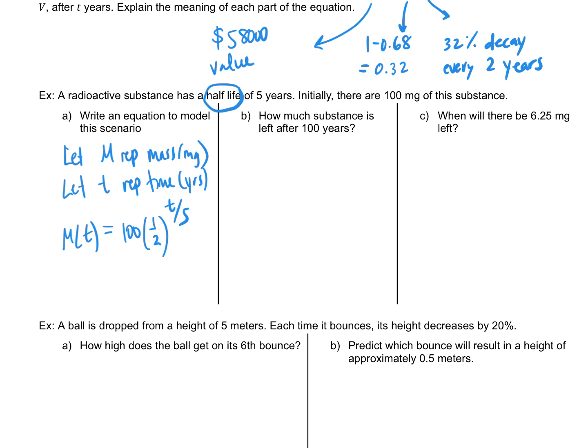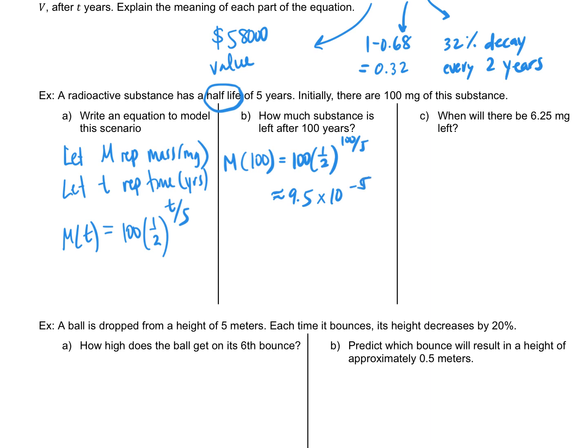How much substance is left after 100 years? Well, I want to evaluate m at 100, which means 100 times half to the power of 100 over 5. And 100 over 5 is 20, so that means that our substance is going to lose half of its amount 20 times. So now I'm going to punch this into my calculator, and my calculator gives me approximately 9.5 times 10 to the negative 5. Like, this is what your calculator might show.